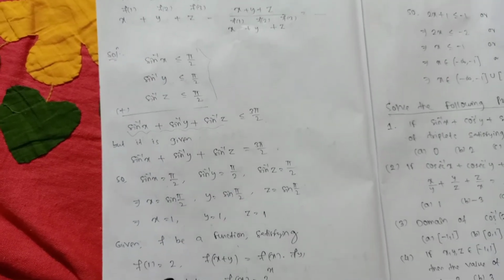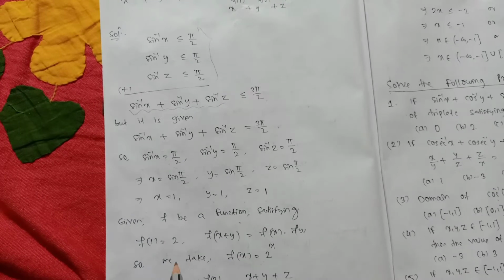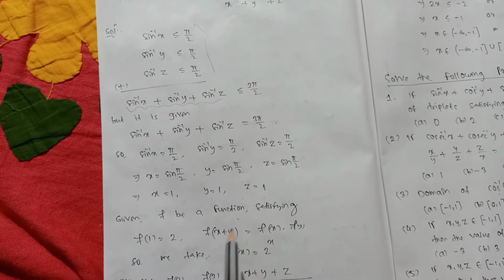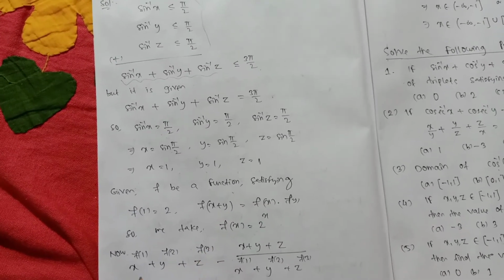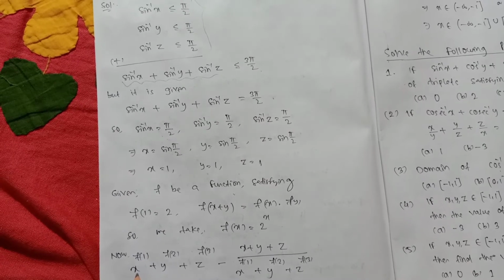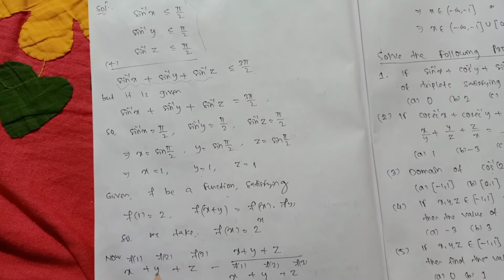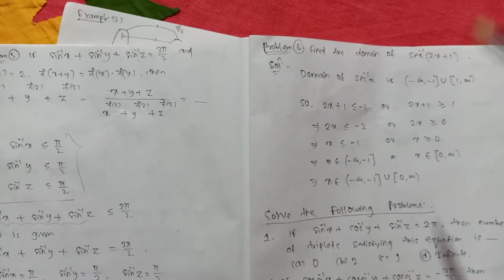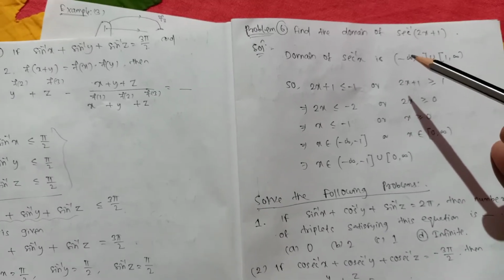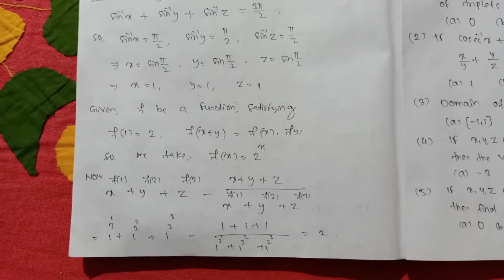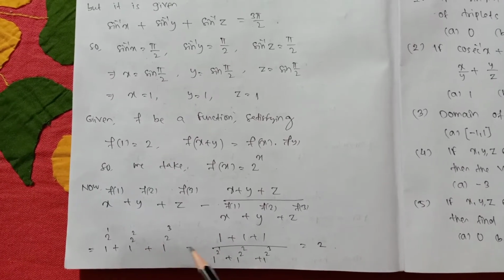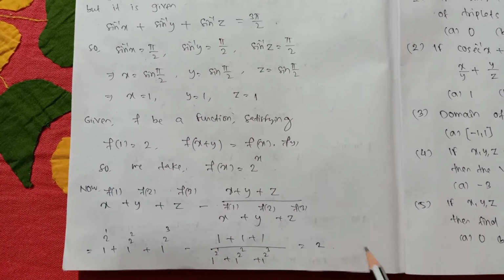Now as we take that function to be an exponential function, we get it is 2 to the power x. So now evaluate the value of x to the power f of 1, where x is 1, y is also 1, z is also 1. So what we get is 1 to the power 2 to the 1, 1 to the power 2 to the power 2, and solving it we get 2.